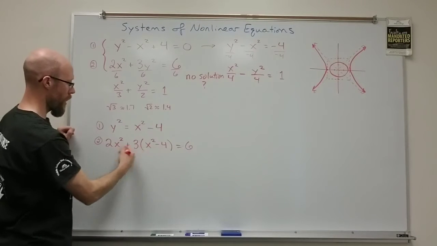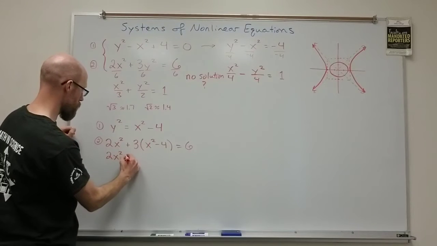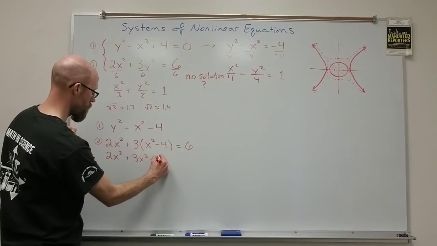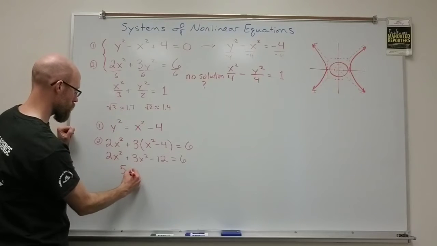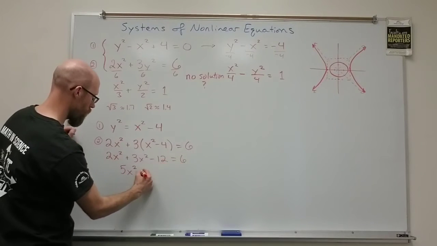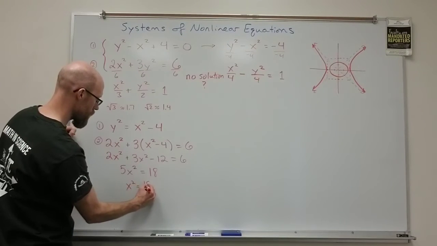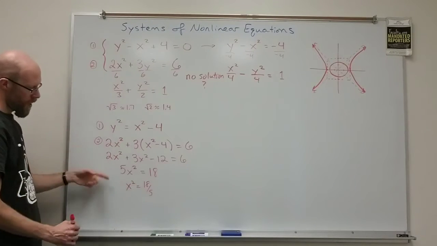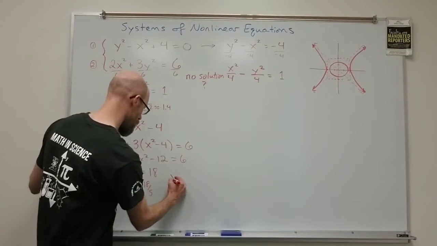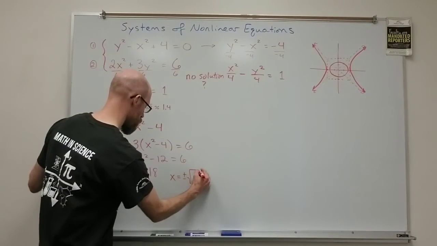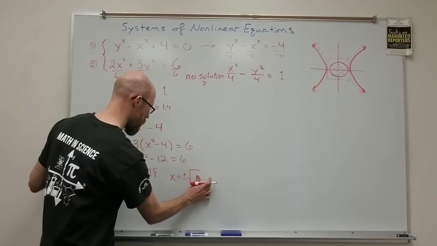And then I solve for x, right? I can solve for x here, so it's the only variable left. 2x squared plus 3x squared minus 12 equals 6. That's 5x squared. If I add the 12, that's 18. So x squared is 18/5. And the x value then is going to be plus or minus the root of 18/5.